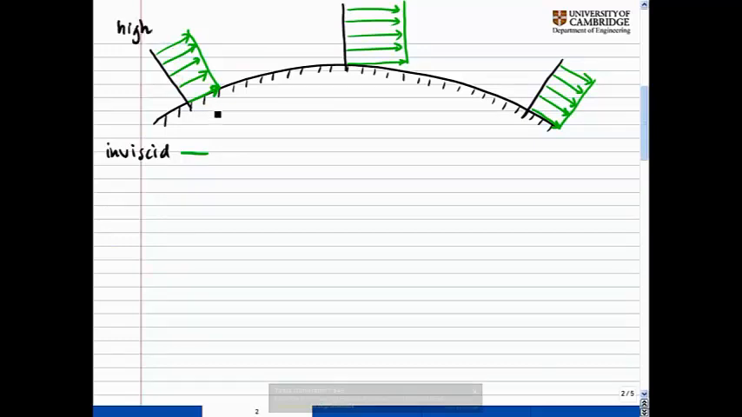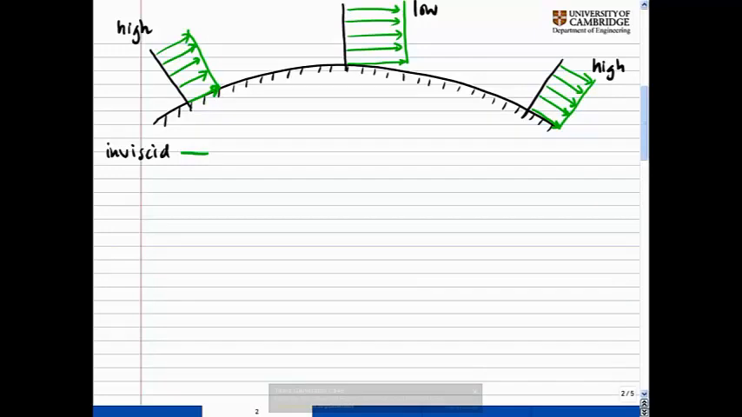Around the middle of the object, where it's going faster, we'll have a low pressure, and then around the back we'll have the same pressure that we had at the front. Call that high. Now, of course, in any practical situation the fluid will have a finite viscosity, and this means that around the boundary we'll get a boundary layer.